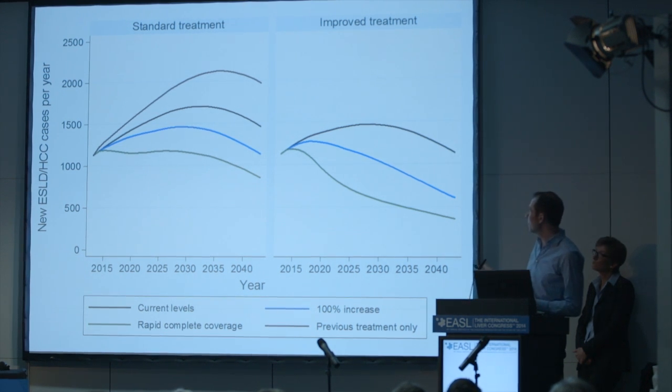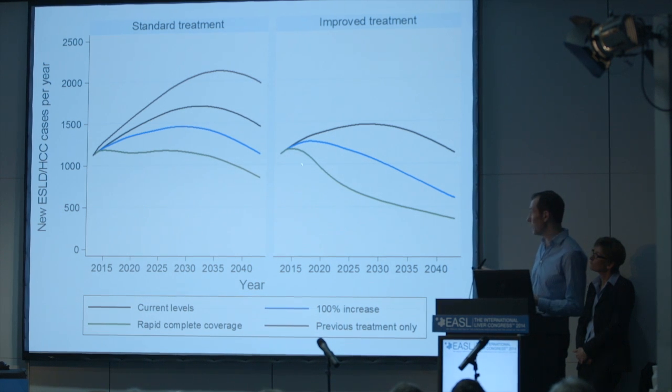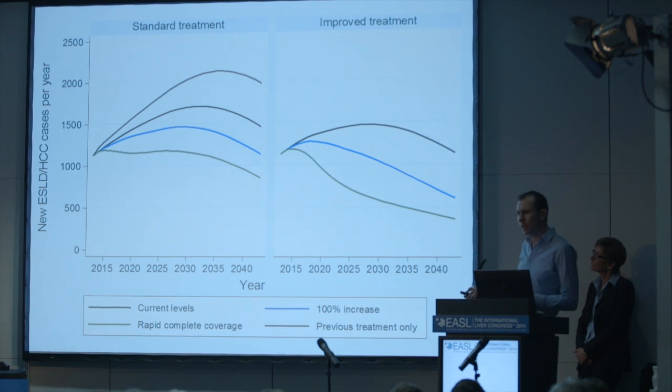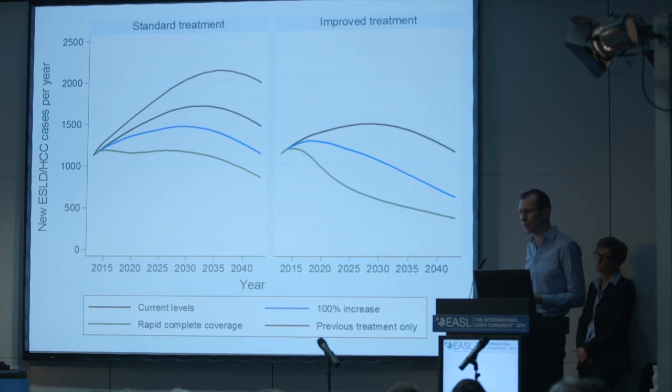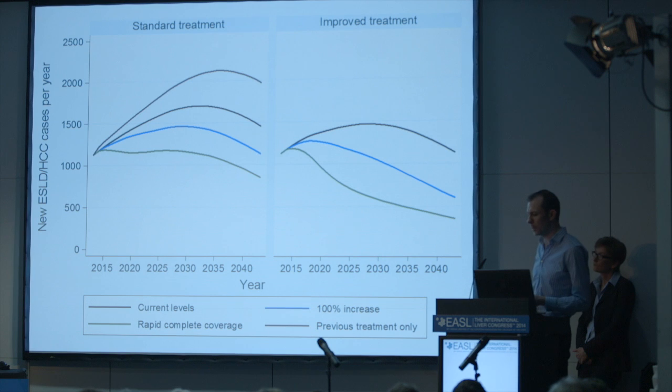Right-hand panel's improved treatments. Current levels comes down a bit, but if we can get these improved treatments and double the numbers being treated, then it starts to come down almost immediately. And this is the complete coverage scenario with these better treatments. So it starts to come down very quickly indeed. Still not getting right down to zero, and the reason behind that is that we've assumed that it's still going to be imperfect with those that have already developed compensated cirrhosis. Obviously if it is more effective in that group, then this line is eventually going to come right down to 0 as well.